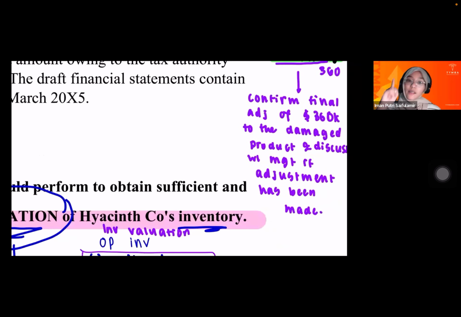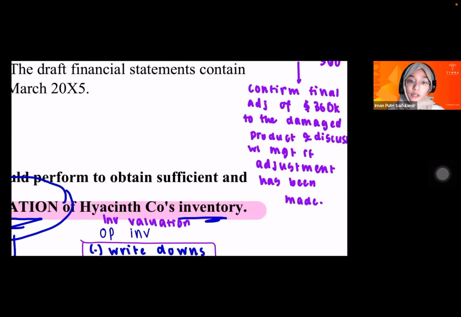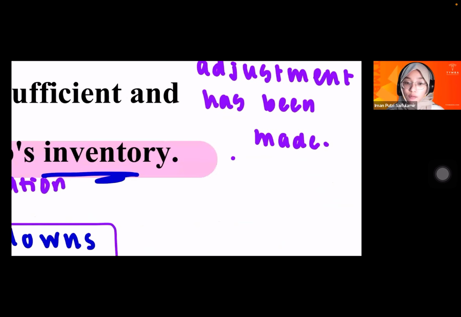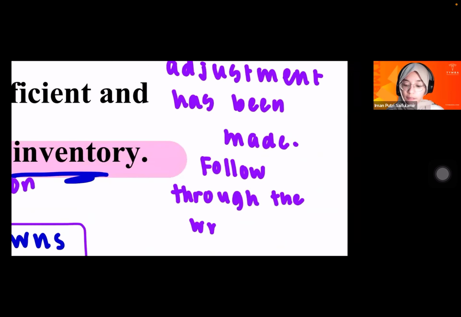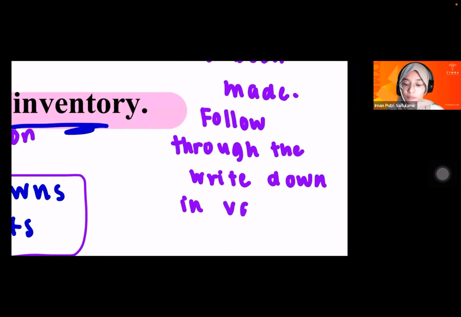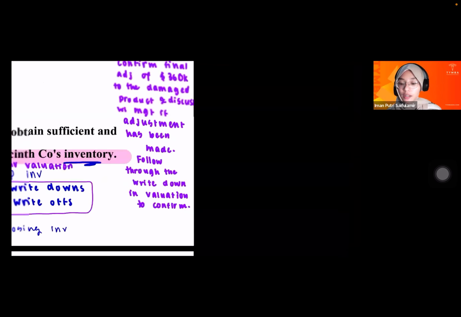We cannot stop there. When we have discussed with the management on what is the correct adjustment, we have to follow through to ensure. Okay, so another thing is follow through. Follow through the write down in inventory valuation to confirm. Okay, we have to confirm that the management has actually done this or not.